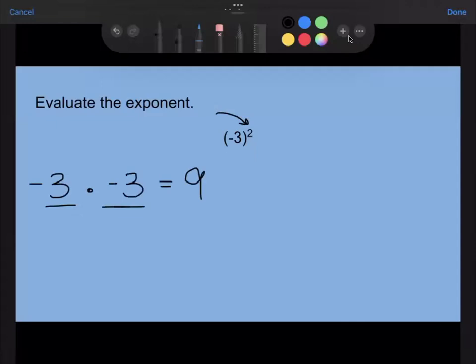Now, what if it was written as -3 to the second power, without the parentheses? So you might be thinking, oh, that looks the same. But really, it's not, because there's no parentheses around the entire -3. What that is, is -1 times 3 to the second power. Now, 3 to the second power is 9, as we know, but if we have that -1 outside it, now we end up with a -9. So that's why it's important to look at the parentheses, if there are any, and to determine what exactly is the base.